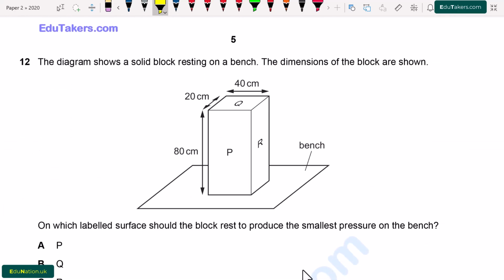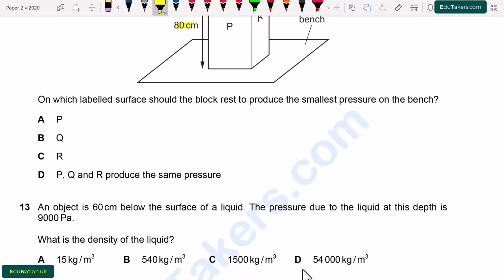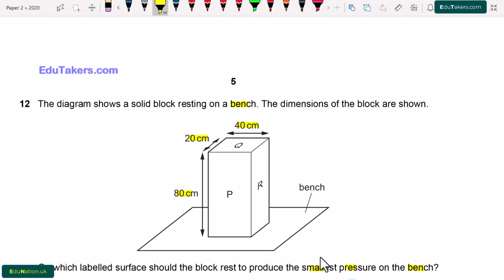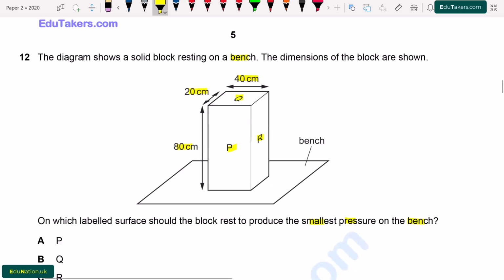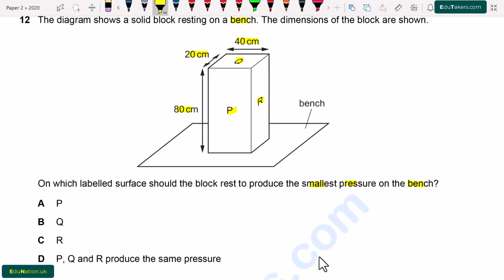Question number 12. The diagram shows a solid block resting on a bench. The dimensions of the block are shown. So first of all, we have a solid block that is resting on the bench and the dimensions are shown, which are 40 centimeter, 20 centimeter and 80 centimeter. On which labeled surface should the block rest to produce the smallest pressure on the bench? So here 3 points are labeled P, Q and R. At which point is the pressure smaller?